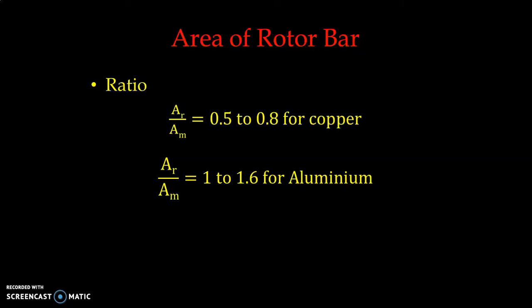Based on AM, the cross-sectional area of the main or stator copper, we can select the total cross-sectional copper area of the rotor, and based on the equation SR multiplied by AB, we can get the area of each individual rotor bar. So now let us calculate the area of the end ring.